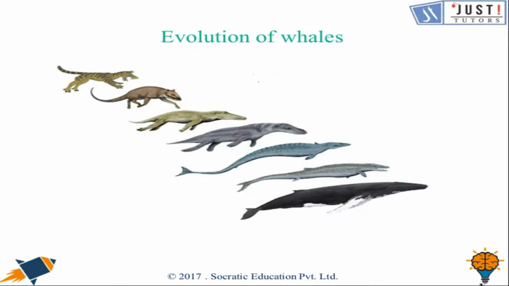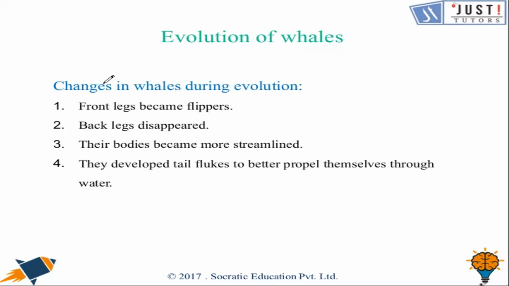Think of possible conditions of evolution of whales. Pause the video, give it some time. Now, what are the changes in whales during evolution? Front legs became flippers, back legs disappeared, their bodies became more streamlined. They developed tail flukes to better propel themselves through water.